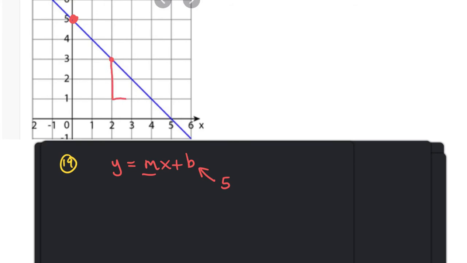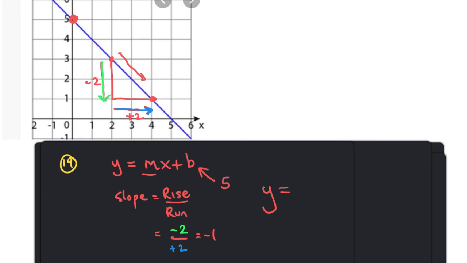So we find 2 points that are connected, these 2 points here. And what we notice is if we're going from this point to this point, we go down 2 and then to the right 2, so plus 2. So slope equals rise over run. And the rise is this bit here, the green bit, which is negative 2. And the run is this bit here, which is plus 2. And we know that minus 2 over plus 2 is negative 1. So the slope is negative 1. Therefore, y equals negative 1x plus 5. We never write the 1, so we just leave it as negative x plus 5. Alright, so we remember that slope is rise over run.